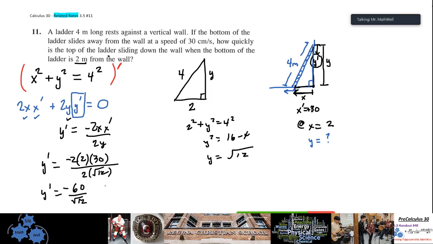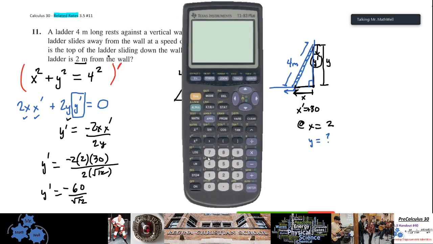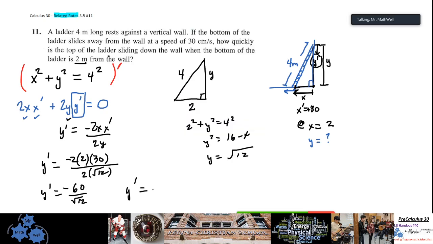You can leave that as your answer if you want, but we could also check what that is as a decimal. So negative 60 divided by the square root of 12 is negative 17.32. So negative 17.32, and of course we're going to have to look around here.